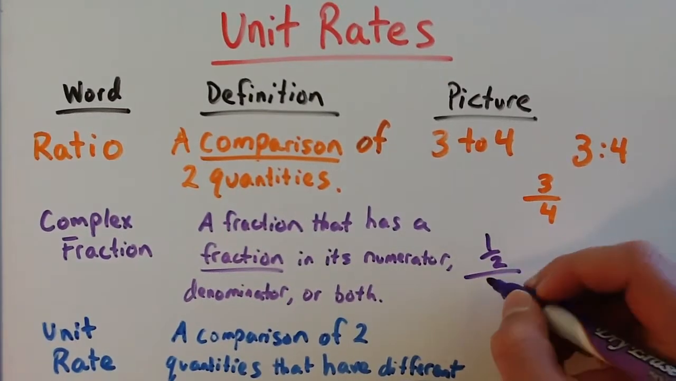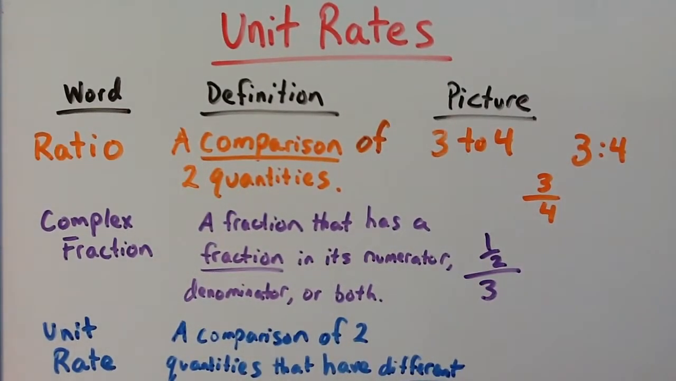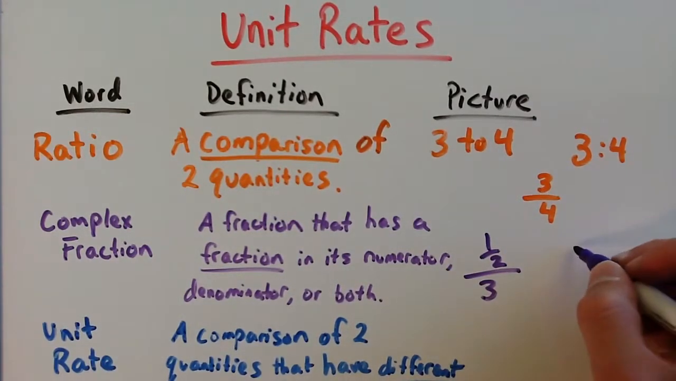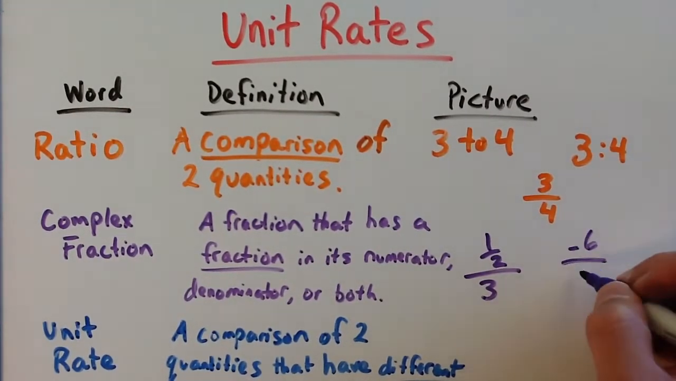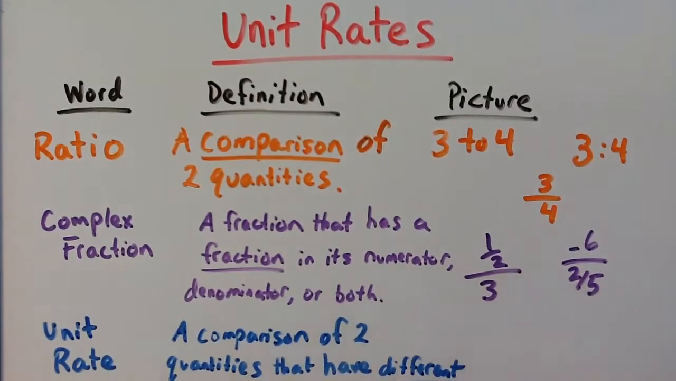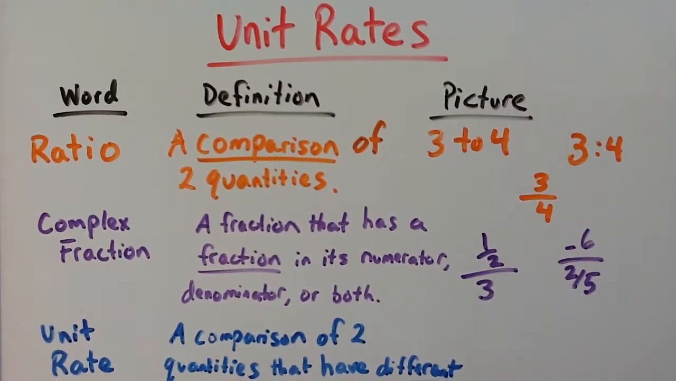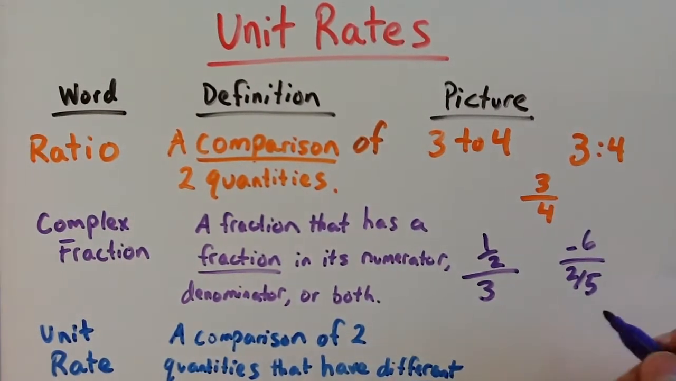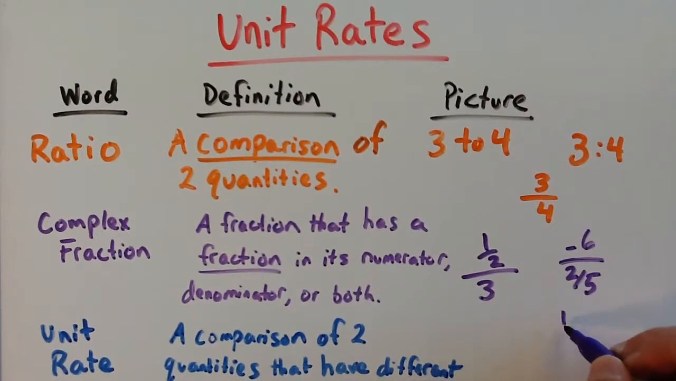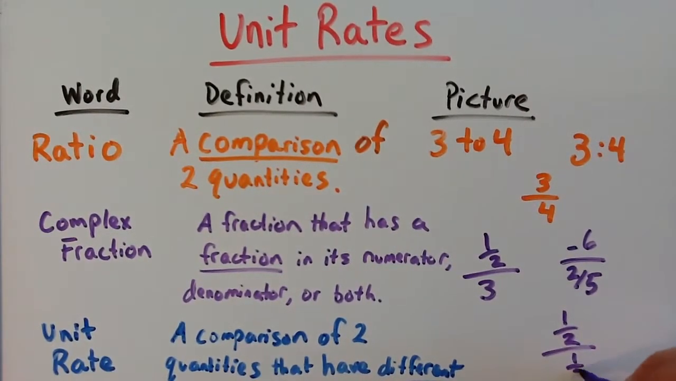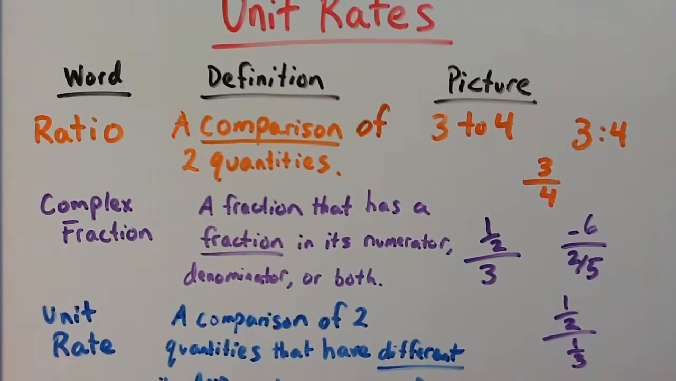So we could have something like 1/2 over 3. That would be an example of a fraction in the numerator. We could have something like -6 over 2/5. That would be an example of a complex fraction where the fraction is in the denominator. Or we could have a fraction in the numerator and the denominator, something like 1/2 over 1/3, which would also be a complex fraction. Okay. Last keyword we'll talk about in this lesson is unit rate.